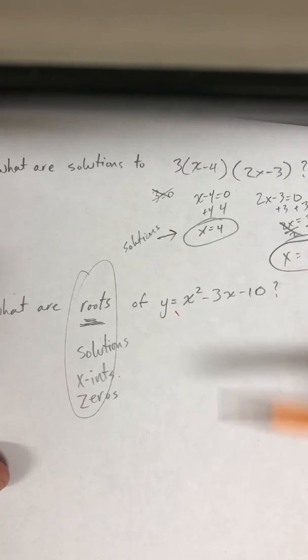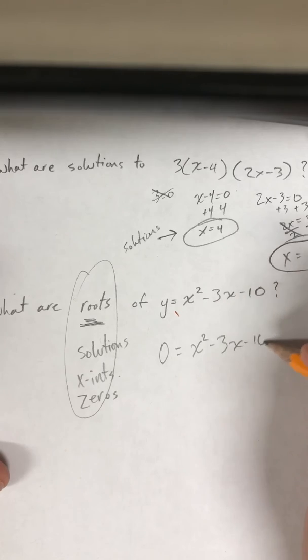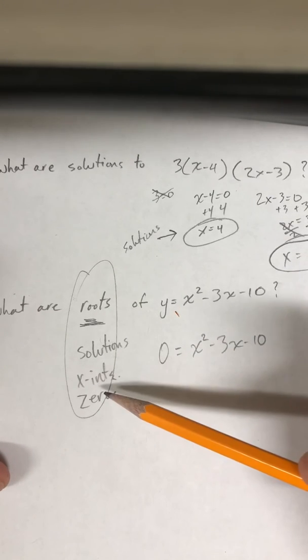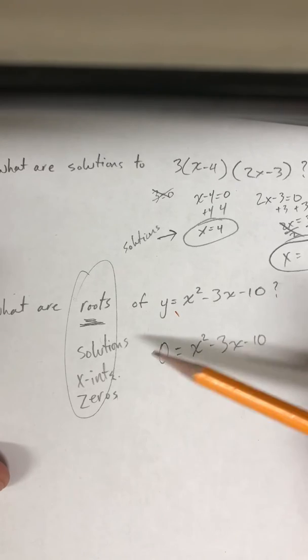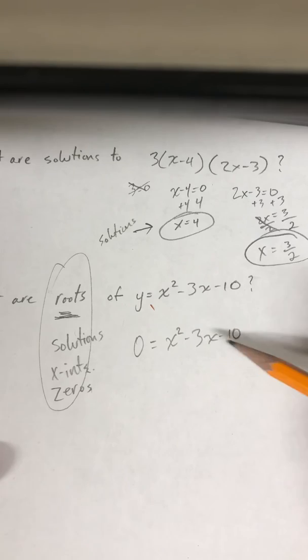So set it equal to 0. 0 equals x squared minus 3x minus 10. You can see that I set it equal to 0 because it's x-intercepts or zeros. And so anytime you want to find the solution, set it equal to 0. Now, I don't want to add 10. I don't want to divide by -3.